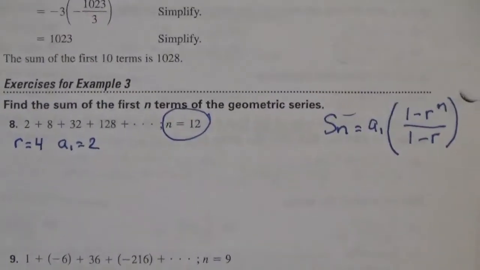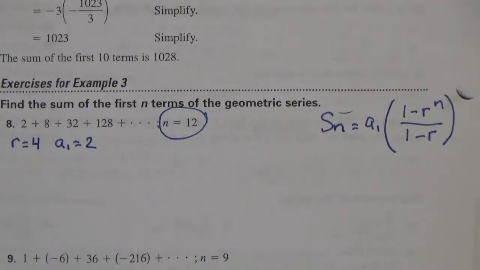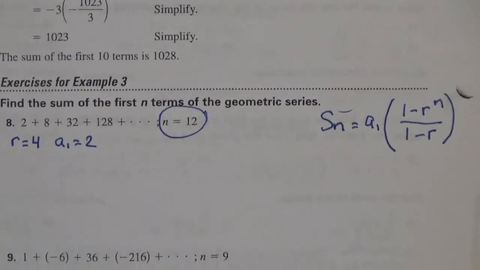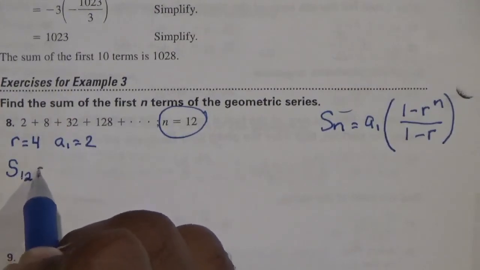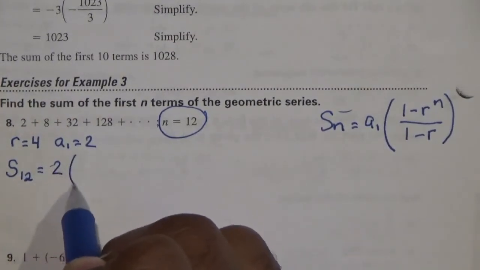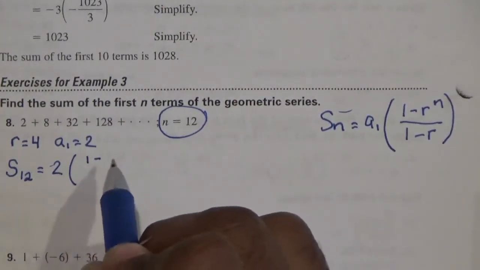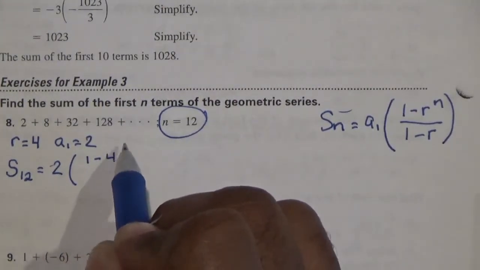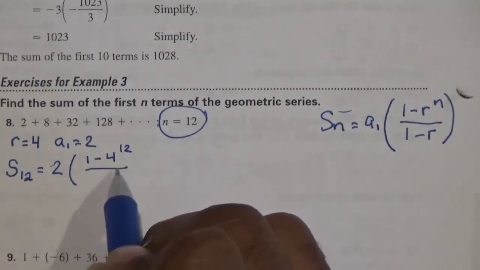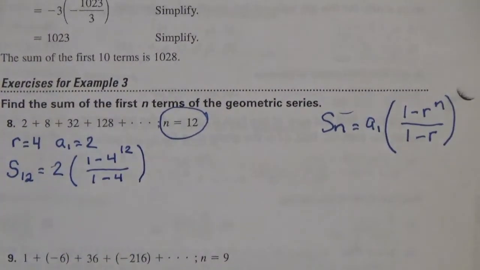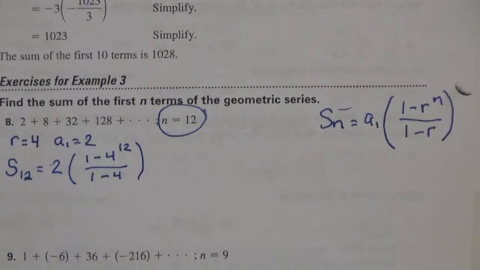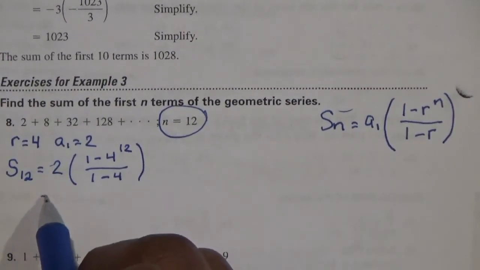And so we want to use the series formula for geometric. Let's start plugging into this. We've got everything we need. It gets a little tricky sometimes for some people, but we're trying to find the sum of the first 12 terms. A1 is 2, times 1 minus our r value. Our r value is 4, so it's 4 to the 12th, divided by 1 minus 4. So we just plugged everything into that formula, and then we want to evaluate it all the way.